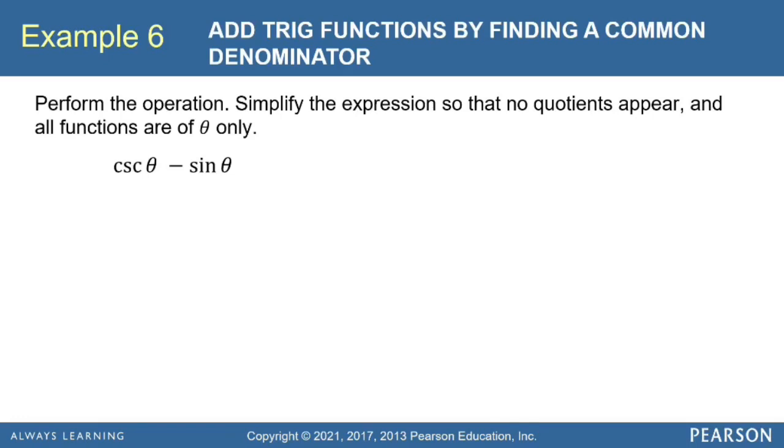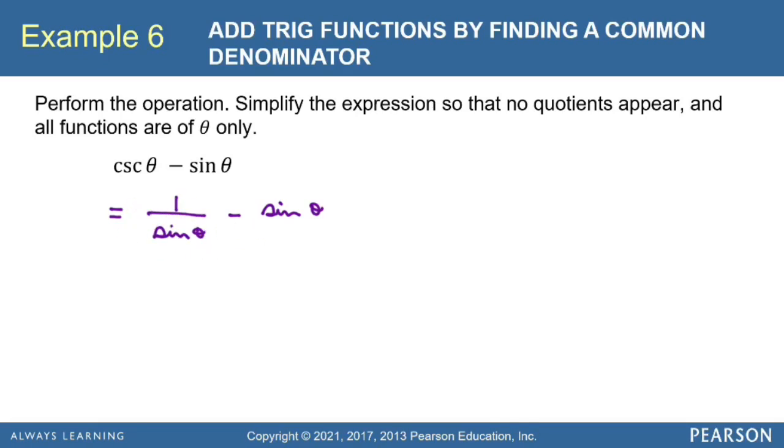And you might be thinking, I don't know how to add and subtract trig functions. But what you have to know is you really can't add them directly. All you can do is get a common denominator so that they can be combined into one expression. So we need to restate cosecant of theta in its reciprocal form so that we have a denominator to work with. So let's write cosecant of theta as 1 over sine theta, and then this minus sine theta stays the same. And now we have a denominator that we can work with.